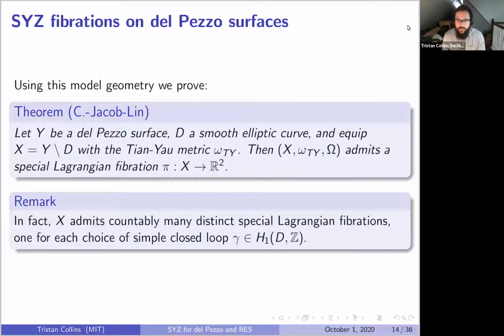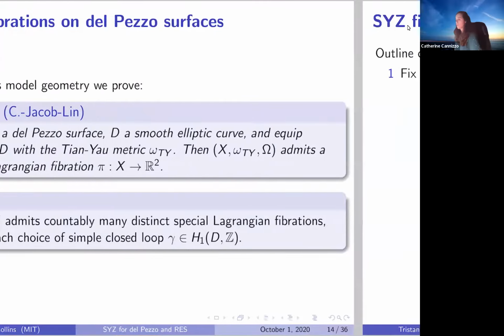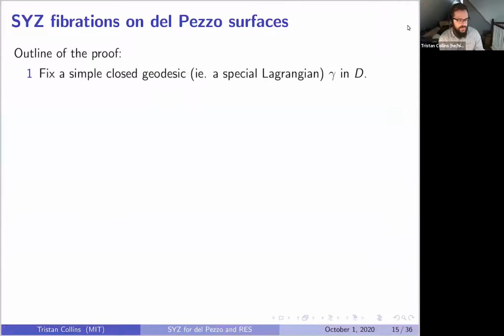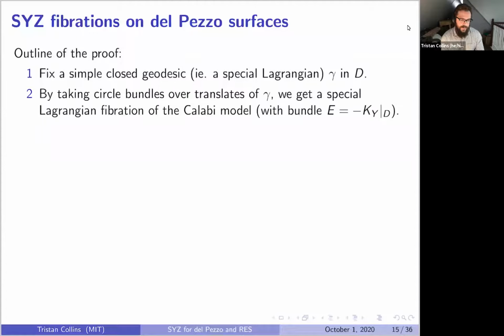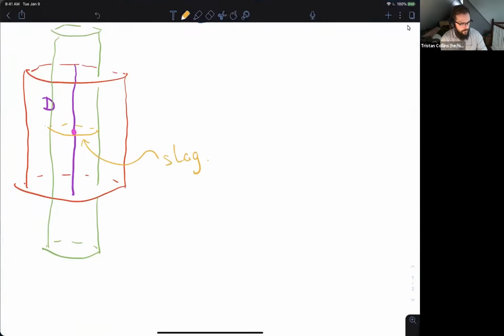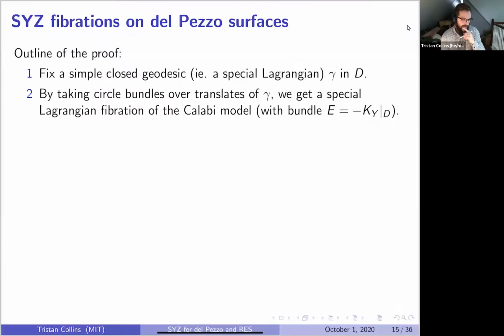Okay. If there are no questions, I'll try to describe the proof. So the proof goes in the following way. You fix a closed geodesic in D, and then you can translate that geodesic around, and you get a special Lagrangian fibration of the Calabi model. So in our picture, you translate your closed loop around, and over each point you take circles of varying radii, and these will fiber the whole Calabi model. Okay, so that's how you get a special Lagrangian fibration of the model space.